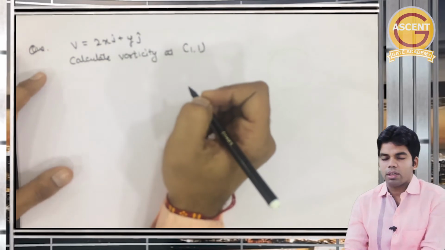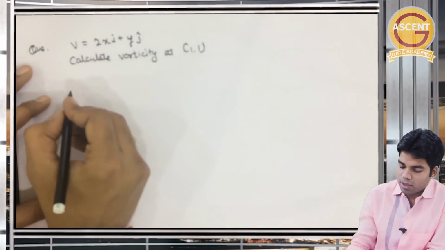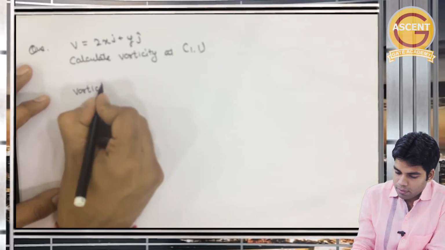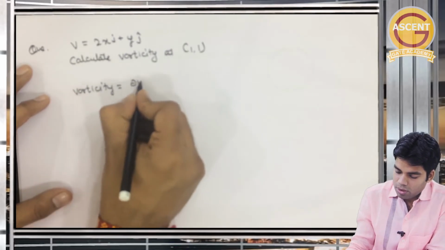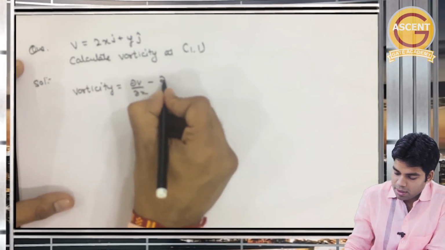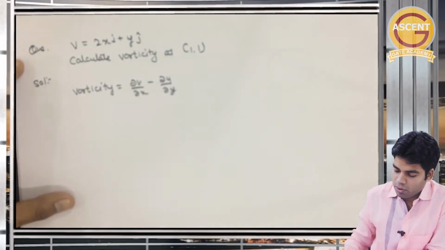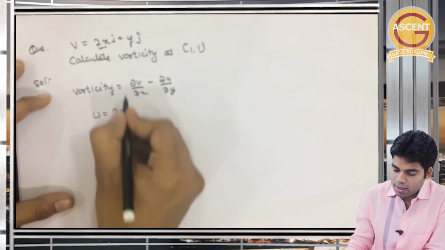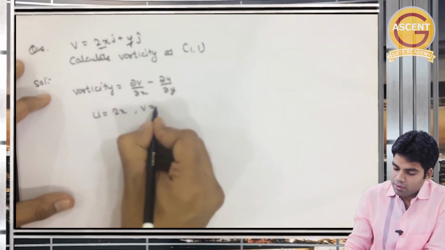Now how can we calculate this? As I told you, vorticity is equal to del v by del x minus del u by del y. Now what are the components here? Here u is given as 2x and v is given as y.